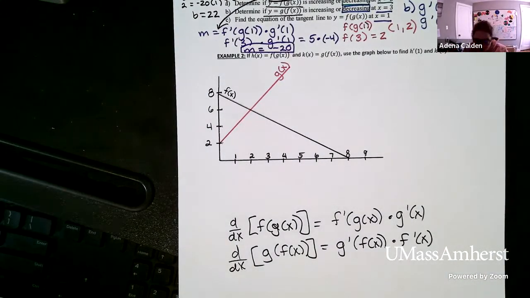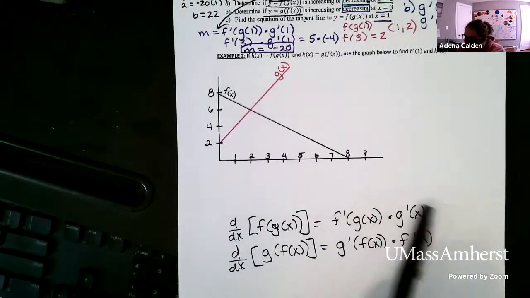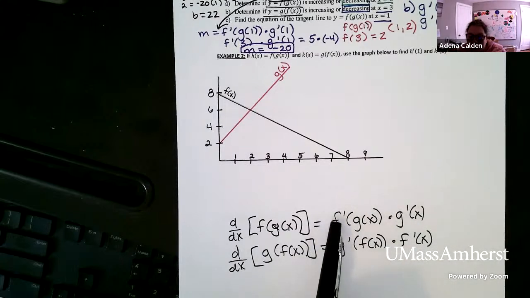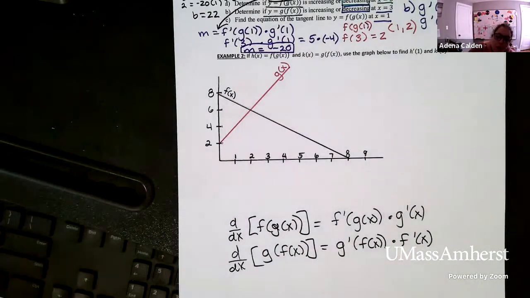And so if we're looking for h prime of 1, h was the f of g of x, so we're looking to evaluate this at 1. So f prime of g of 1 times g prime of 1. So what we need to do is think about how we could use this graph to find these particular values.